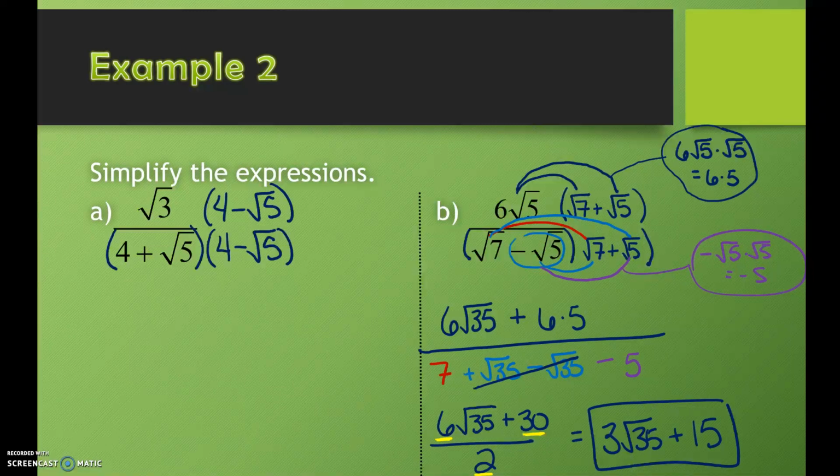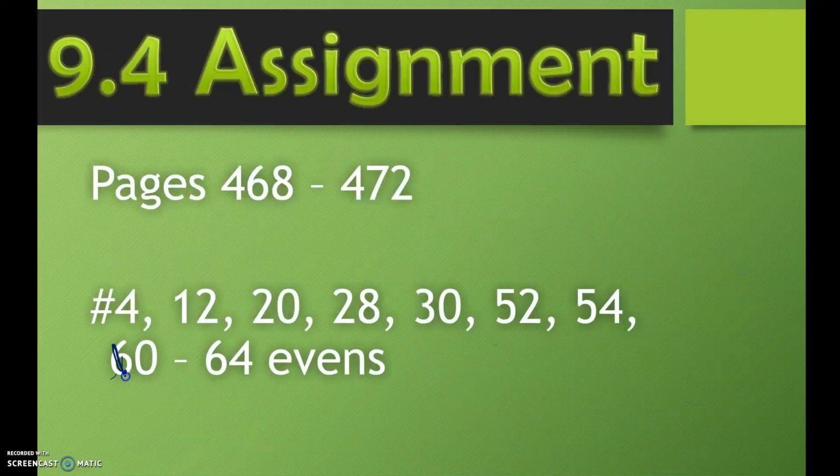Give me a thumbs up, thumbs down. How do you feel about this? Okay, that's decent. On your assignment, I've changed it slightly. Basically, we're not doing 60 through 64 evens, but I am adding in number 62. So number 4, 12, 20, 28, 30, 52, 54, and 62.